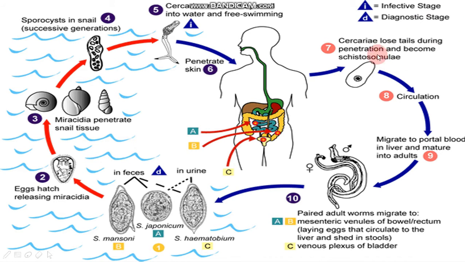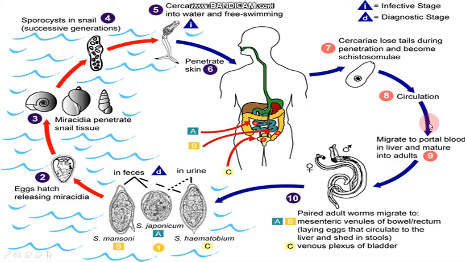As you can see, the cercariae loses its tail and will go to the circulation and migrate to the portal blood in the liver and mature into an adult. Paired adults migrate to the mesenteric venous or bowel rectum, laying eggs that circulate to the liver and are shed in stool, and the venous plexus of the bladder. After the adult worms release another set of eggs, the cycle will go on, and the infection will go on also.